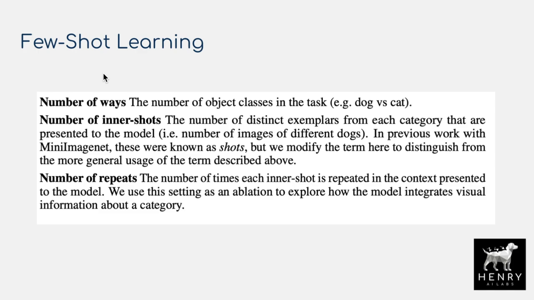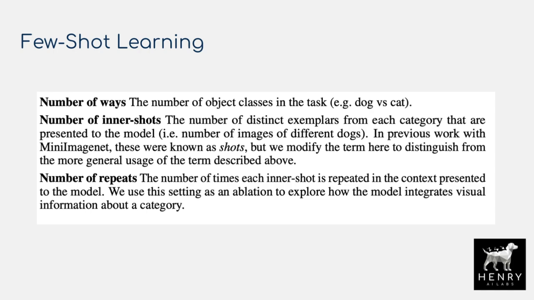And then the number of repeats seems to be how many times you repeat the same class. So how many dogs, how many cats, this kind of idea of further breaking down the distributions and the inputs for few-shot learning. I'm not exactly sure if that's what they mean by this, but at least that's how I interpreted it, and hopefully that's useful for you.